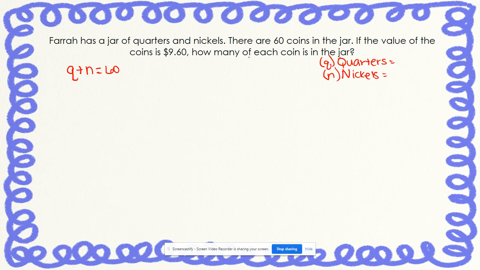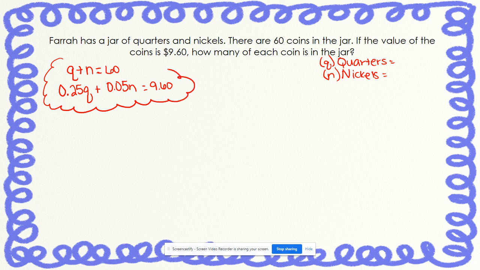Then it says, if the value of the coins is $9.60, how many of each coin is in the jar? Well, I need to think about what I know about quarters. Quarters are 25 cents. If I take 25 cents and multiply by however many quarters I have, and then add that to the value of a nickel, which is 5 cents, so 5 cents times however many nickels I have, I'm going to get a total of $9.60. So this is the system of equations that I'm going to use to solve this problem.